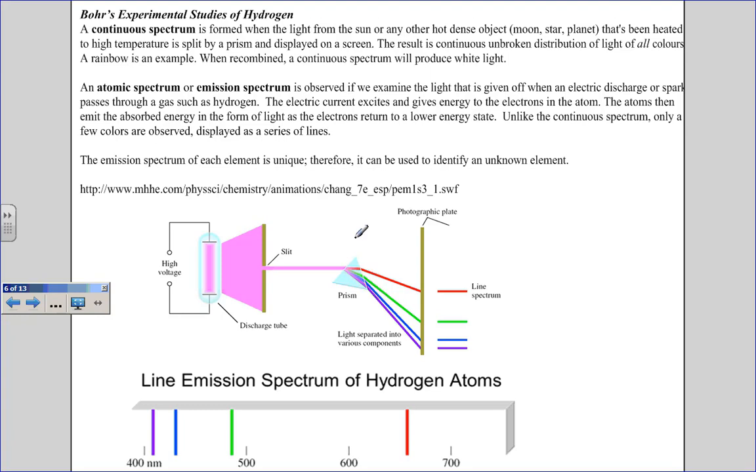The same thing would happen if we shone white light through a prism. If you shine white light through a prism, it's going to be separated into its fundamental colors. And when we're dealing with white light, what we actually see is all of the colors of the rainbow, or all of the colors in that visible spectrum. This is how a rainbow is produced. The sun shines white light through the raindrops. The raindrops act as a prism, and they separate the light into the rainbow.